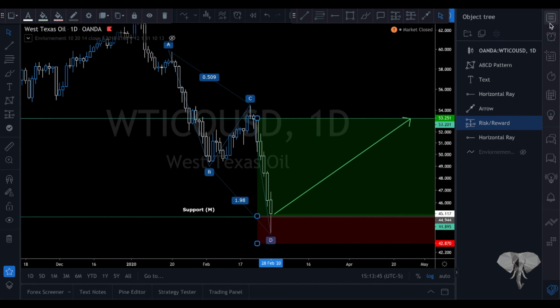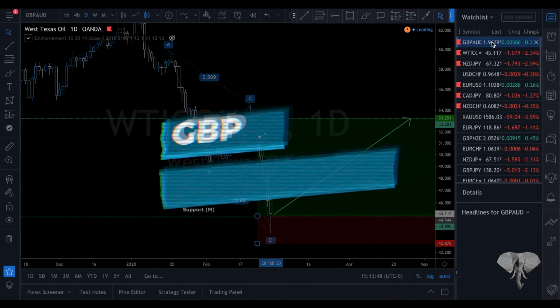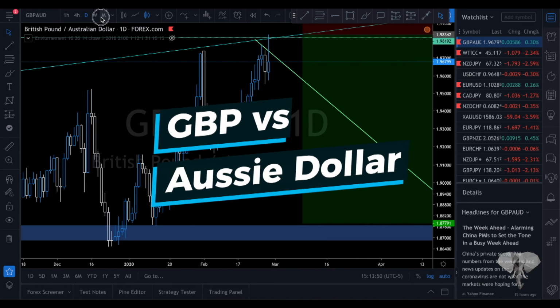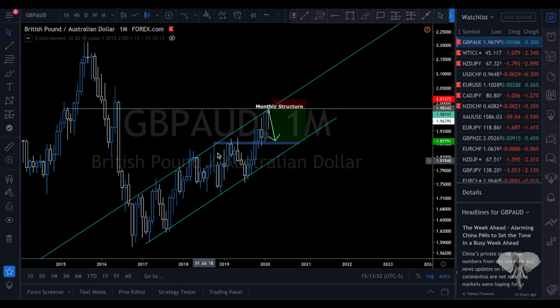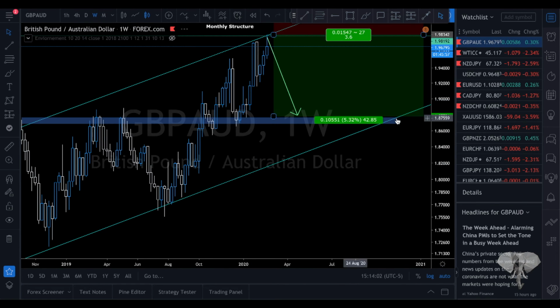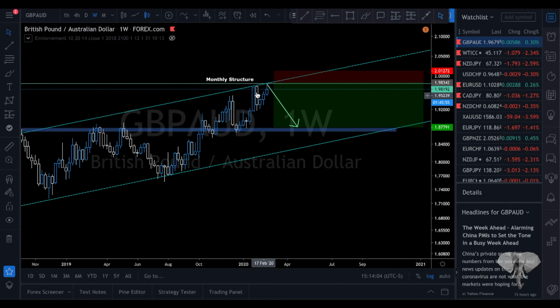All right, so the next pair on the chopping block, and it's going to be the last one, is going to be pound AUD. So we see this ascending trend line here. We have support once, twice, 3, 4 times, and then resistance 1, 2, 3, 4, 5. And then if we go down to the weekly, we can see that it came up, tested it once, and then came up and retested it again, closing below not only this trend line, but also this monthly structure level.